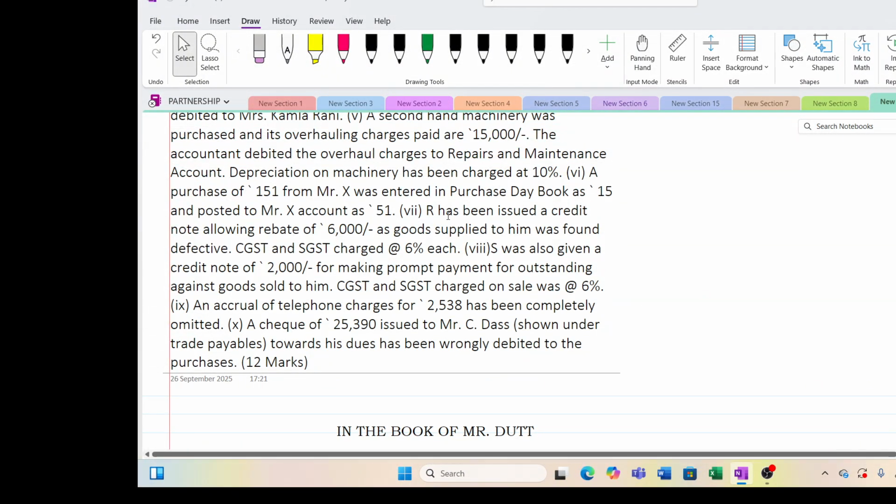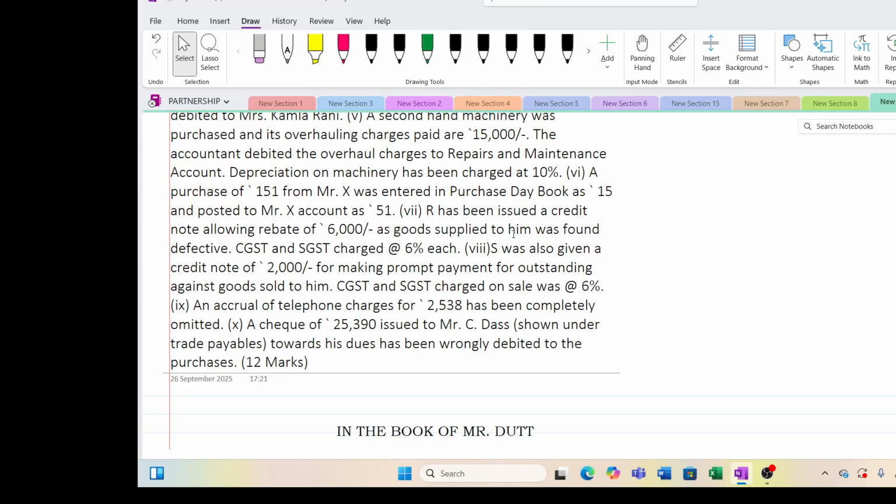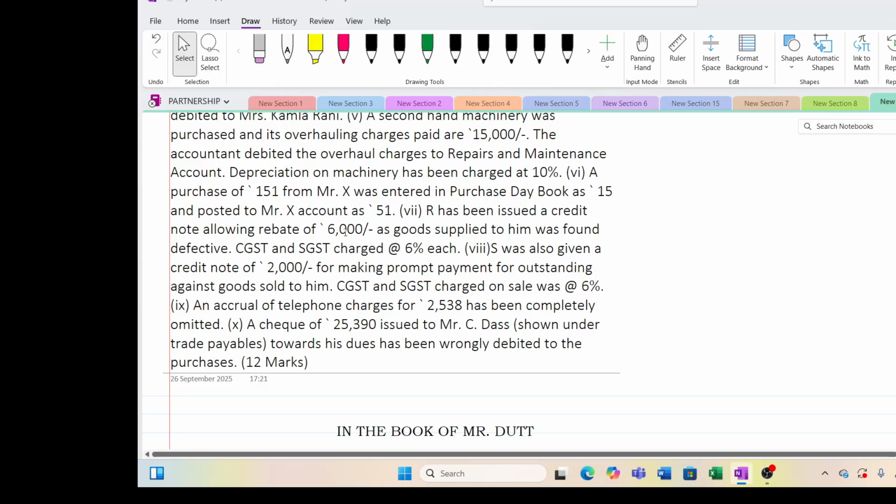Mr. Dutt has been issued a credit note allowing a rebate of 6,000 rupees as goods supplied to him were found defective. It is a sales return because goods were supplied to him. So it was sold to him and was returned. So it's one way of sales return. On that, Mr. Dutt is issuing 6,000 rupees as a rebate. On that, he would have charged CGST and SGST.